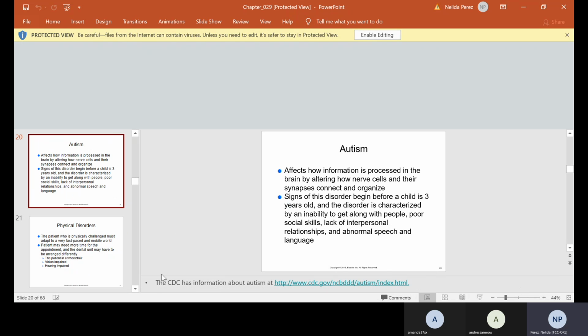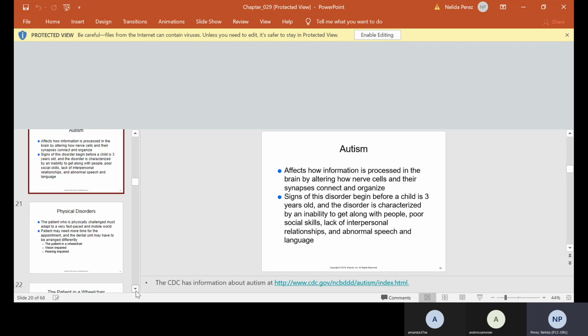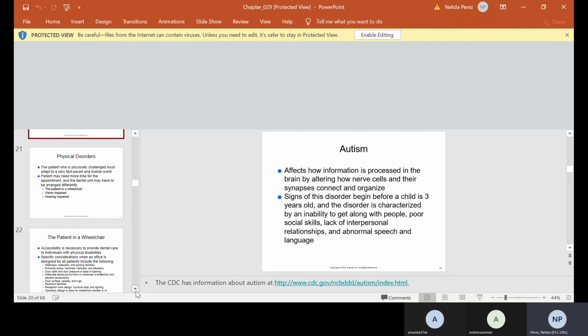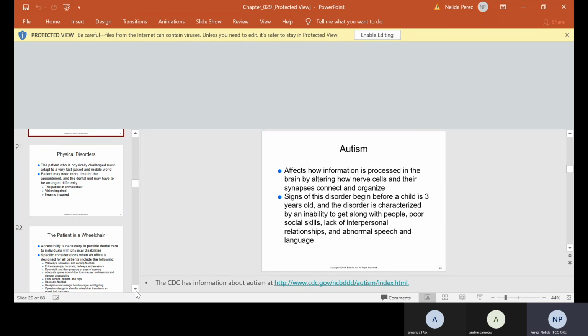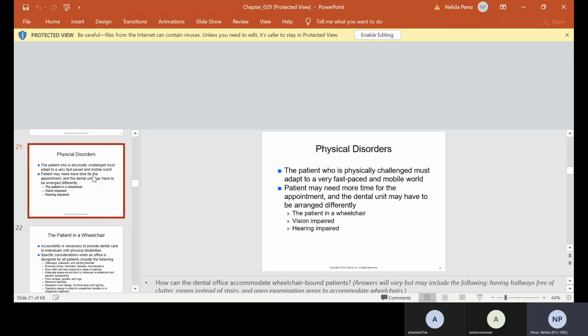Autism affects how information is processed in the brain by altering how nerve cells and their synapses connect and organize. Signs of this disorder begin before a child is 3 years old, and the disorder is characterized by inability to get along with people, poor social skills, lack of interpersonal relationships, and abnormal speech and language.